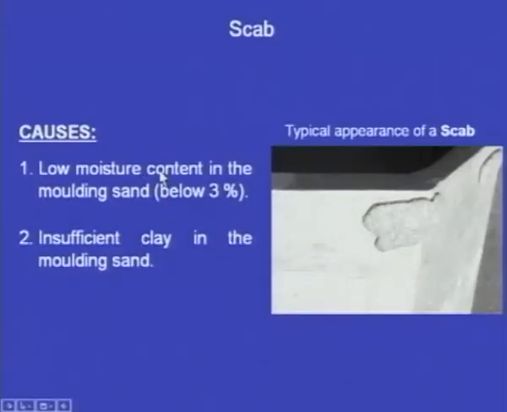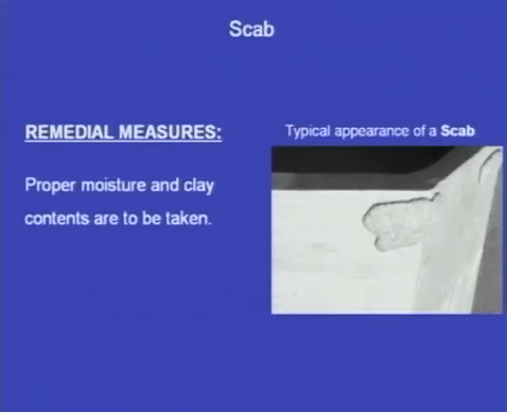Low moisture content in the molding sand, especially when the moisture content is below 3%, this problem will arise. Next cause is insufficient clay in the molding sand. When the clay is not sufficient, then the molten metal will pass beneath the molding sand and mix with the sand, and this scab is created. And what are the remedial measures? Proper moisture and clay contents are to be taken.